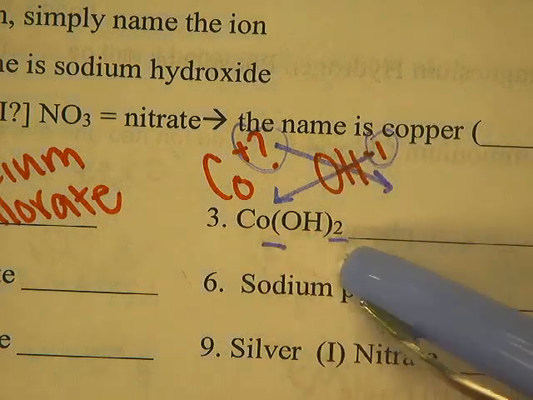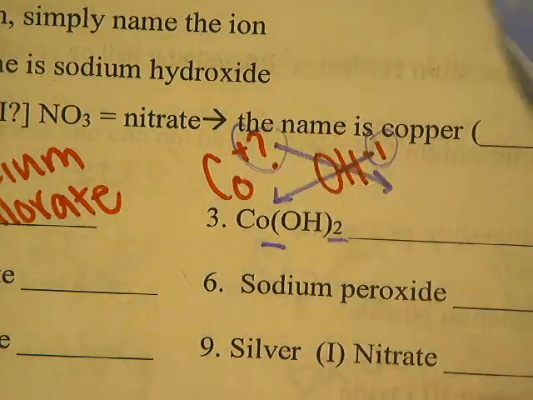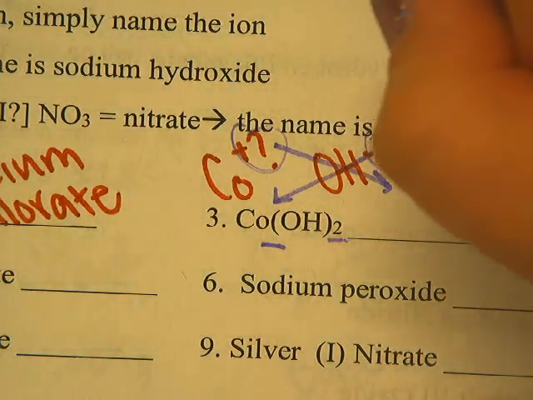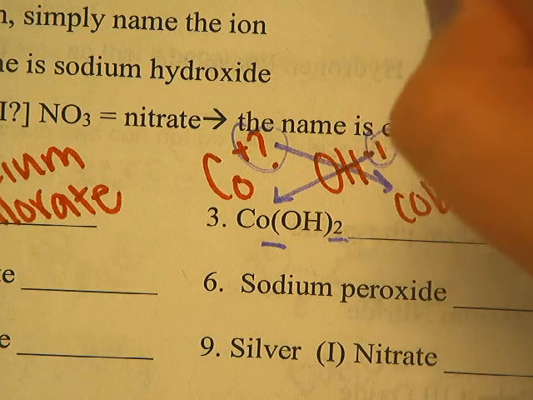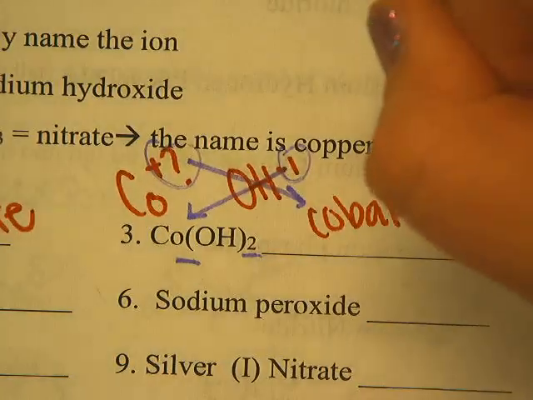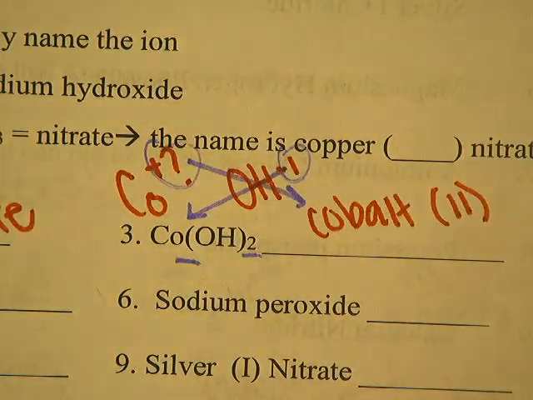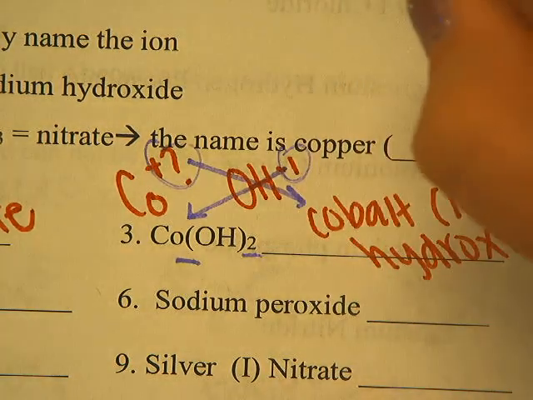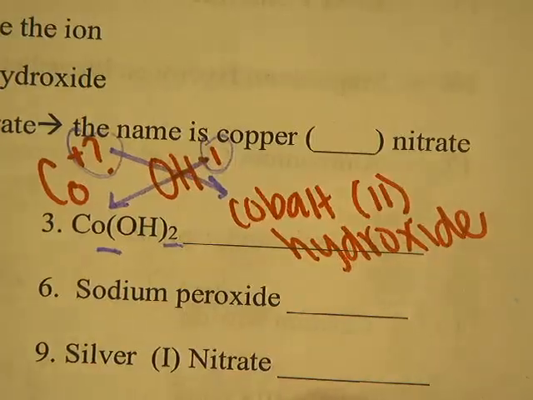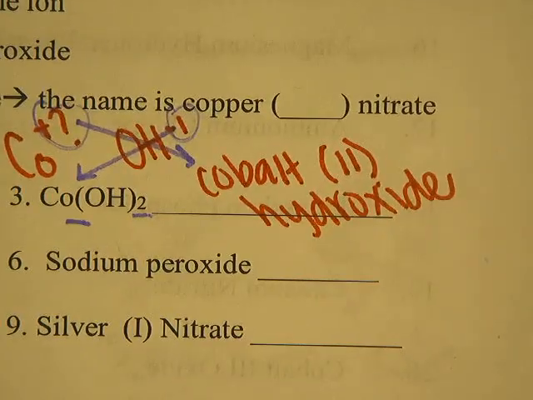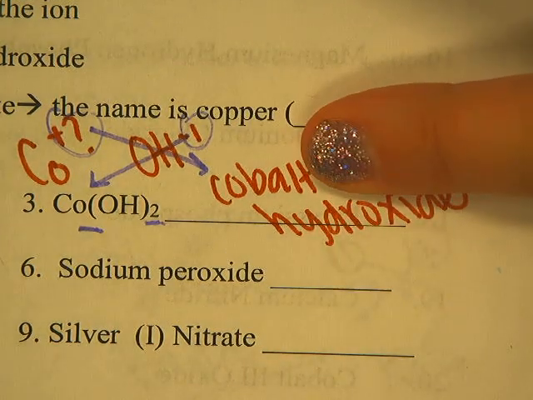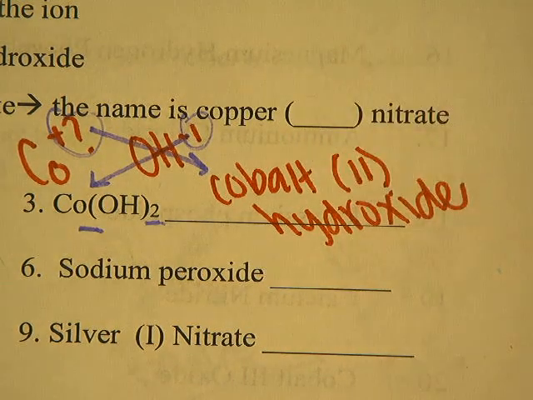So based on what I see in the formula, this tells me that my cobalt would have started with what charge? 2. A positive 2. So this would just be called cobalt, and then in parentheses, 2, I have to include that for the name to be correct, and then hydroxide. If you don't include the Roman numeral 2, then your name is incomplete, because if you just see cobalt hydroxide with no 2, there's no way for you to write the formula from that name. So it has to be included.